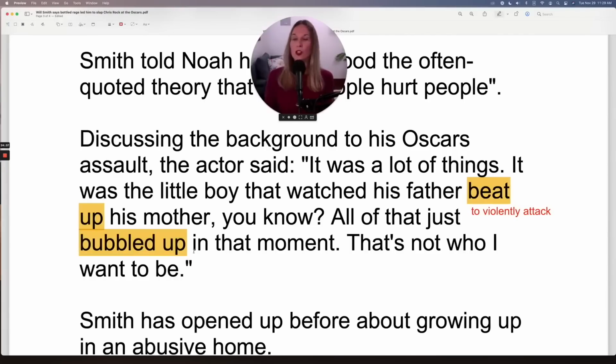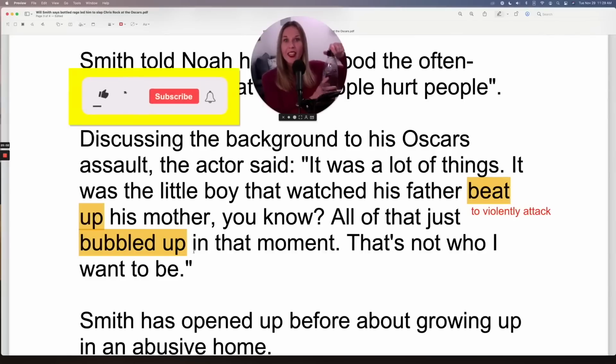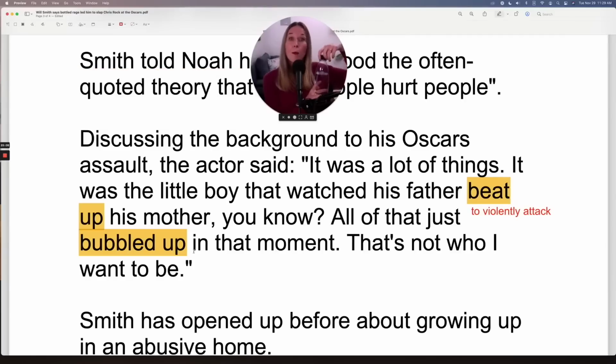Okay, to bubble up. Think back to when our emotions were bottled up, right? They're inside, you're not expressing them. Now imagine this is a fizzy drink, like Coca-Cola or Sprite or something like that. If I shake it, and that's Coke, when I open this, what's going to happen? If I shake a carbonated drink and I open it, it's going to explode. That is the meaning of bubble up.